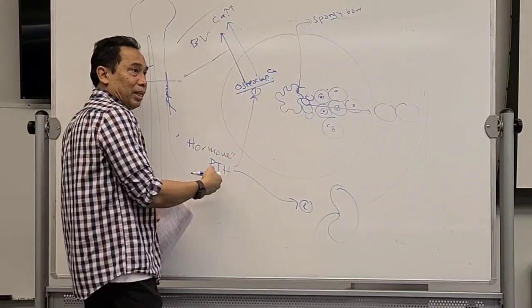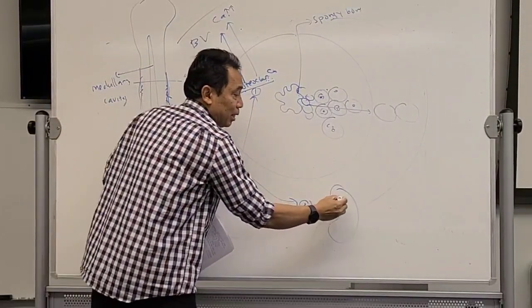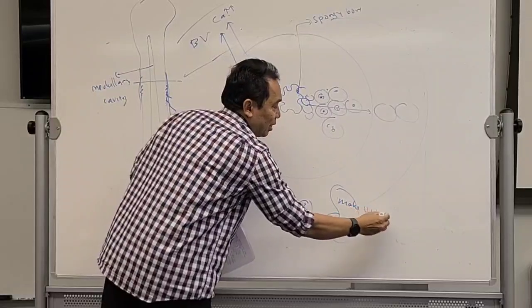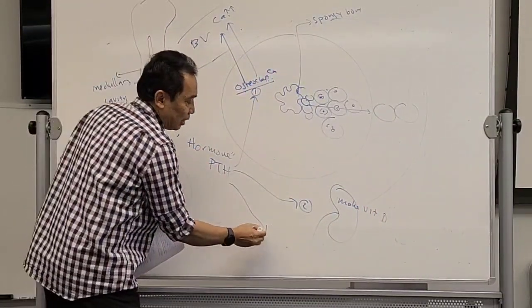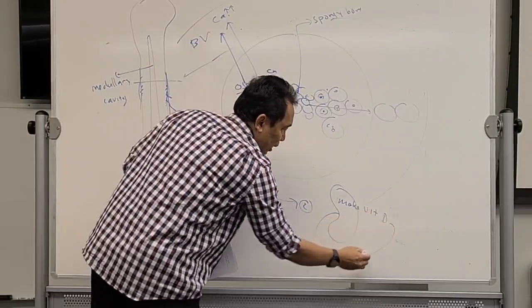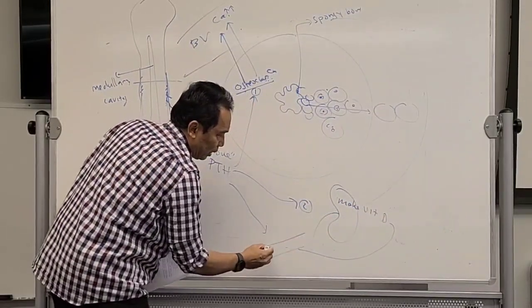What does the PTH tell the kidney to do? Make vitamin D. You with me? Okay. And then third, this vitamin D will go to the intestine.